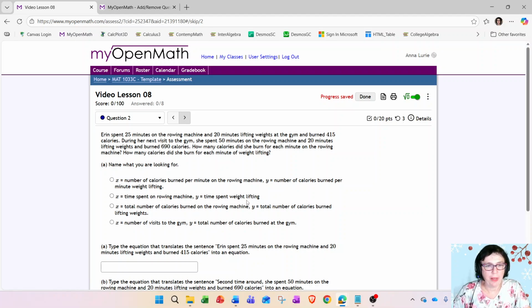We have Erin, who spent 25 minutes on the rowing machine and 20 minutes lifting weights at the gym, and she burned 415 calories. Then she went to the gym again, and this time she spent 50 minutes on the rowing machine. She really wanted to lose weight, and 20 minutes lifting weights, and she burned 690 calories. Question is, how many calories did she burn for each minute on the rowing machine and for each minute on the weightlifting?